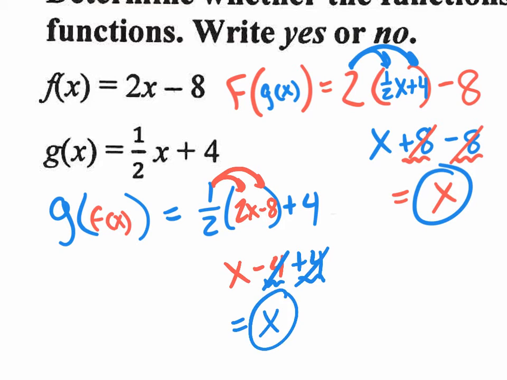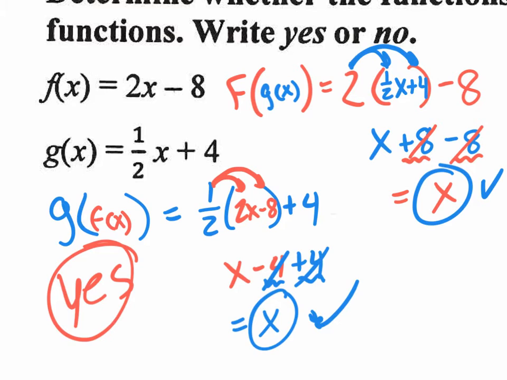What does this mean? You checked it, you would say, yes, these guys are inverse functions of each other. Now, if you would have gotten x here and 2x over here, nope, they're not inverse functions. It has to work for both. It has to be an x and just an x.